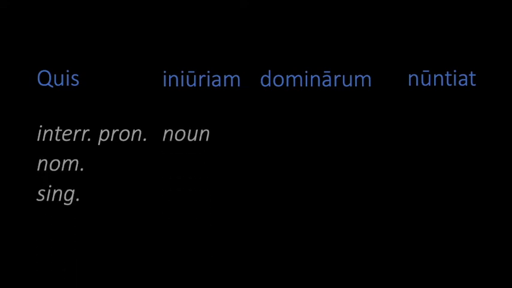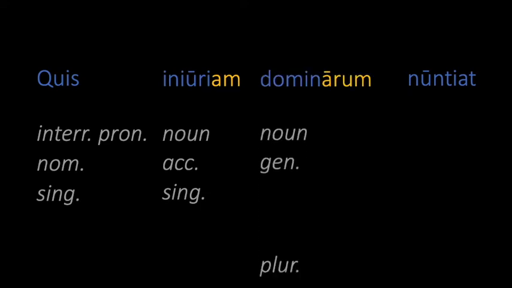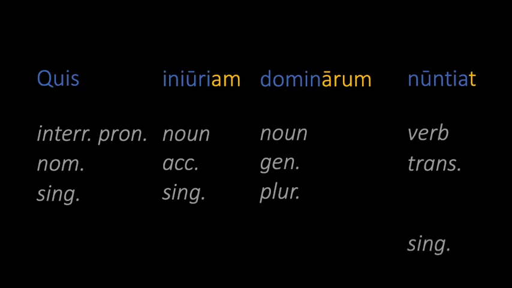Injuriam is a noun. Its ending indicates that its case is accusative and its number is singular. Dominarum is a noun with the ending of the genitive plural. Nuntiat is a verb and it is transitive. It has the ending of the singular form. That's it for the forms.